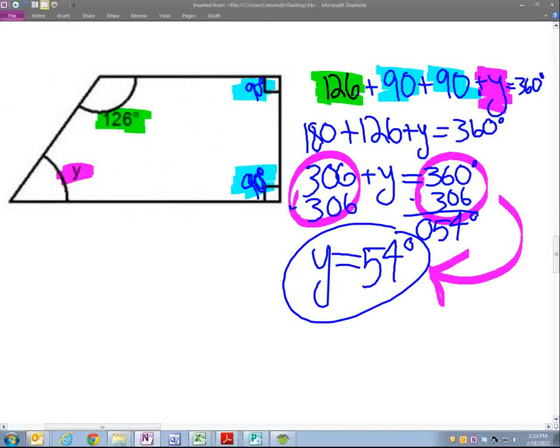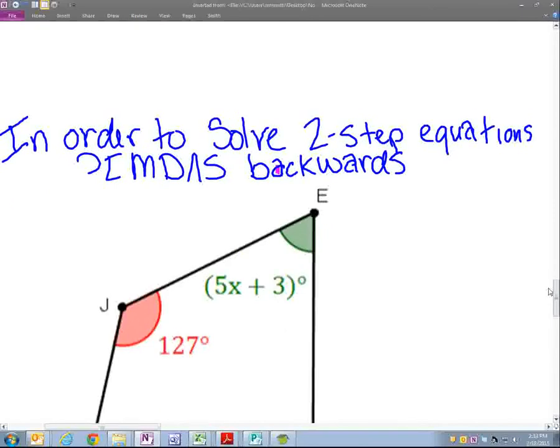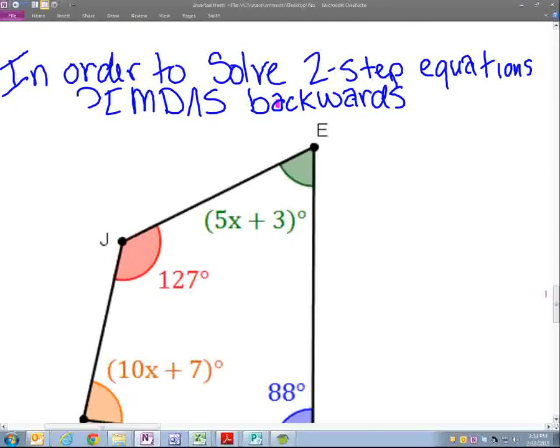Any questions on that? Is anyone not done? Okay. Next page. I want you to write this down, please. In order to solve two-step equations, you must do order of operations, PEMDAS, backwards. So it would be like a sad map, like a map that's drawn poorly. A sad map.